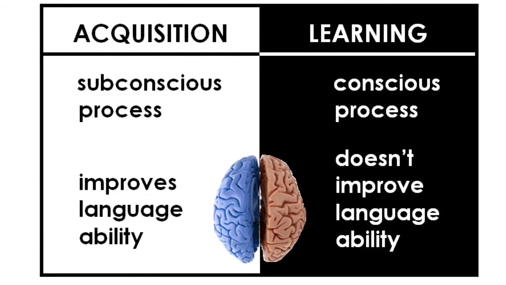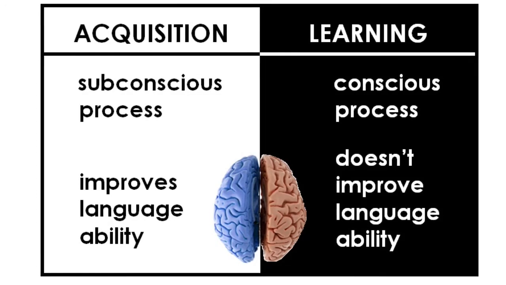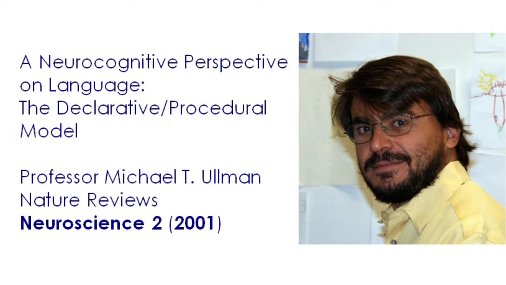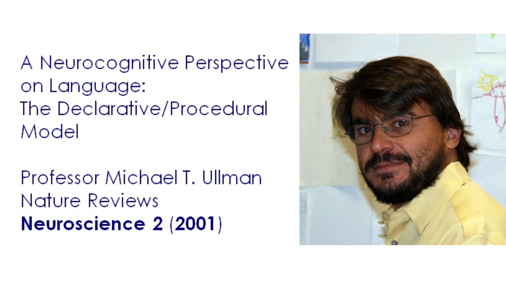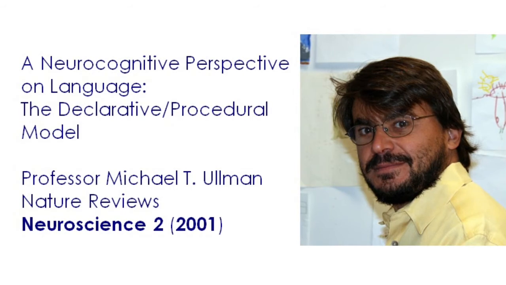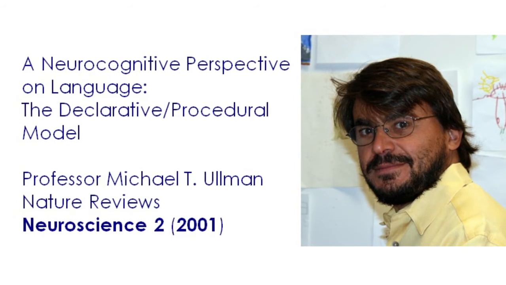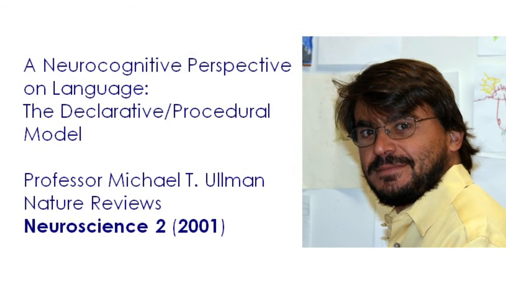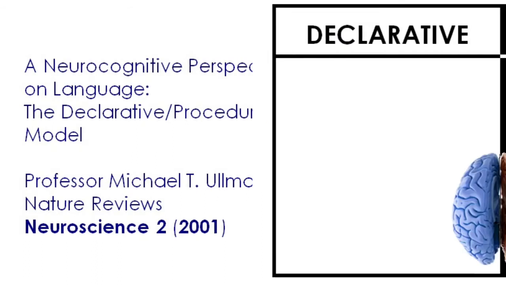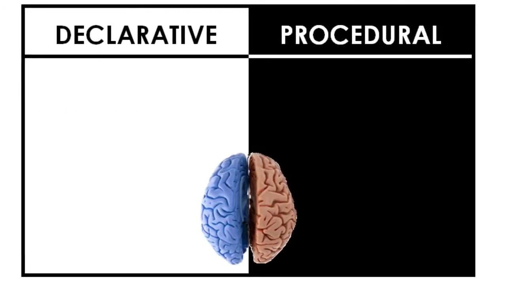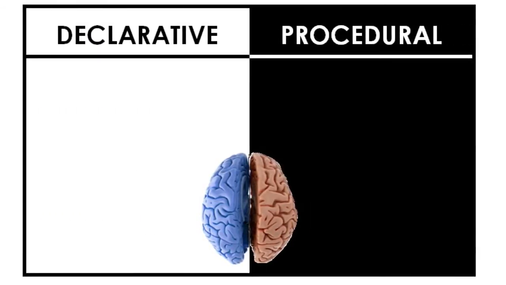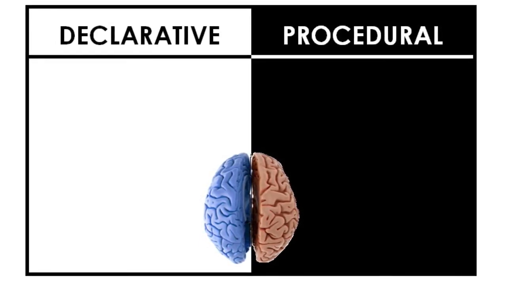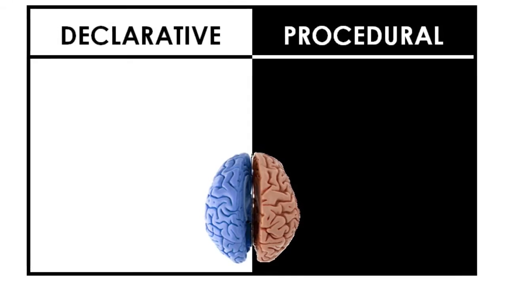Coming a little more up to date, in 2001, the American neuroscientist Michael T. Ullman, professor at Georgetown University in Washington, D.C., put forward his declarative-procedural model of language. Ullman's study goes into some depth, but the most significant point is that the DP model highlights 2 memory systems, the declarative and the procedural. I should point out here that while these different memory functions happen in different parts of the brain, it's not a simple left-right split. This is just my way of illustrating that we're dealing with 2 different memory systems.